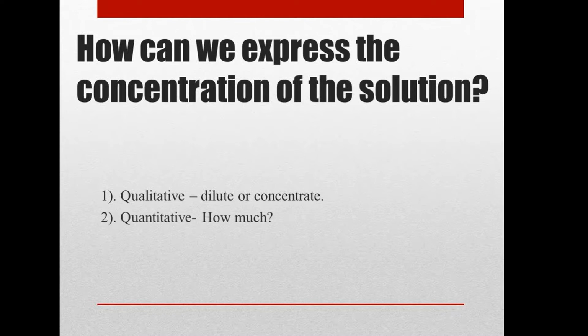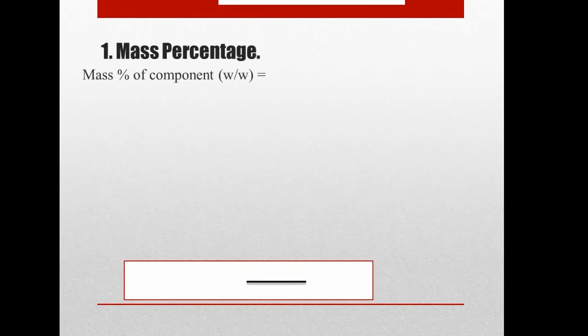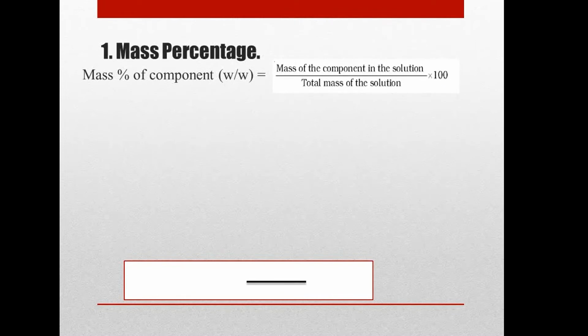And number two is the quantitative method, that is, how much solute is present in a solution. So these two ways are basically used to express the concentration of the solution. The methods that we basically prefer in chemistry as far as the solution is concerned are very much helpful in the field of chemistry. So number one is the mass percentage. Mass percentage is defined as the mass of the component in the solution divided by the total mass of the solution into 100.